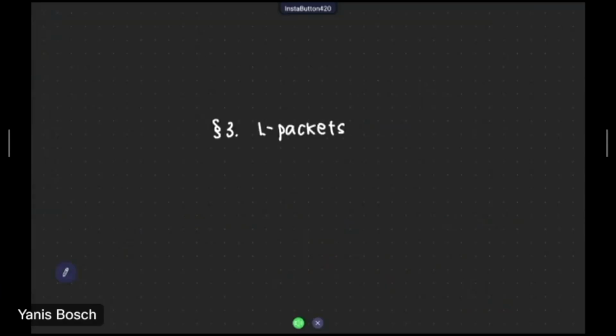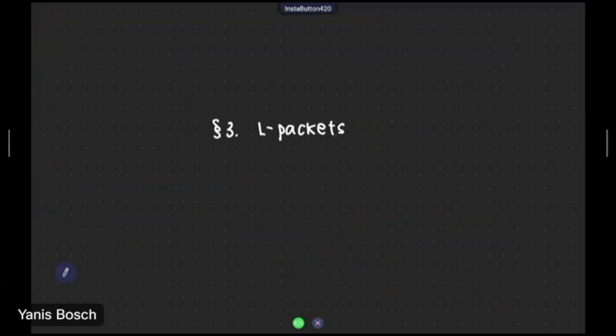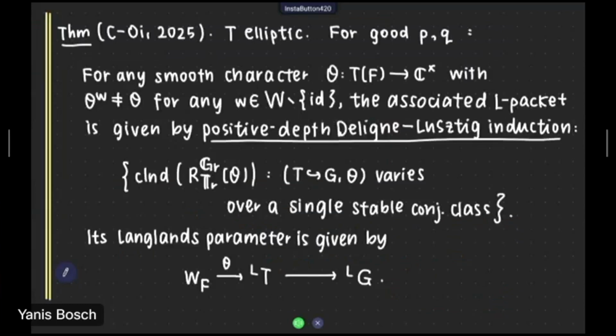So this is our isomorphism on sale. What I want to do is to show you how to use isomorphisms on sale to prove the main theorem. Okay, so again, this is the main theorem. Kind of looks nothing like the thing before, right? But let me try to convince you that it is.